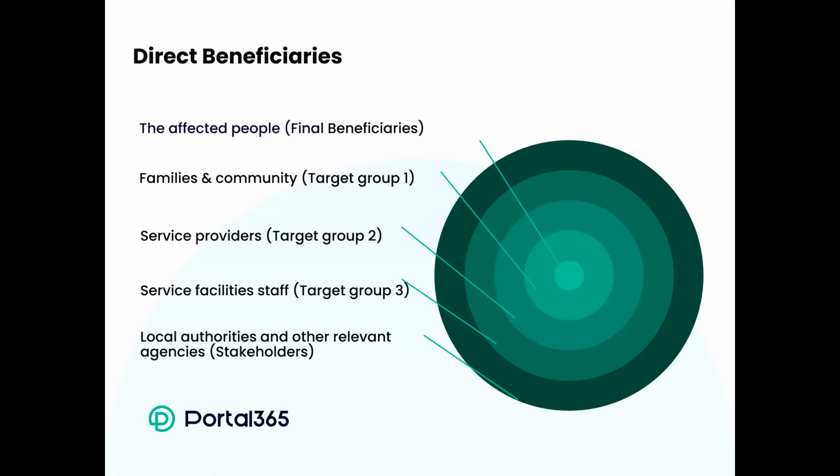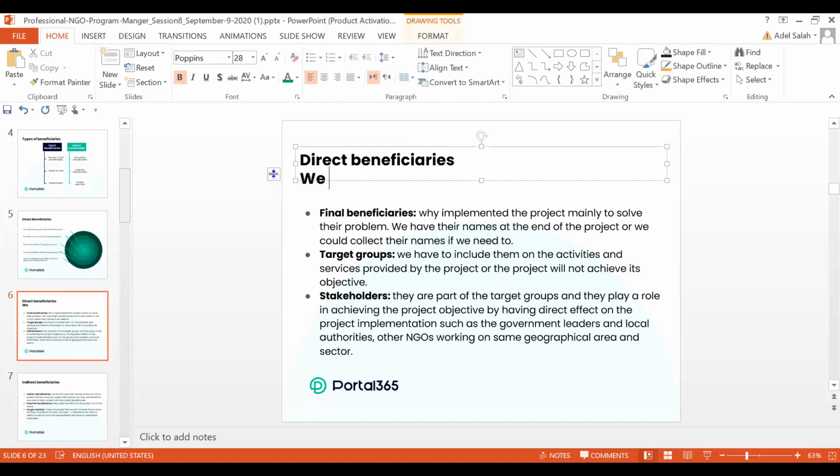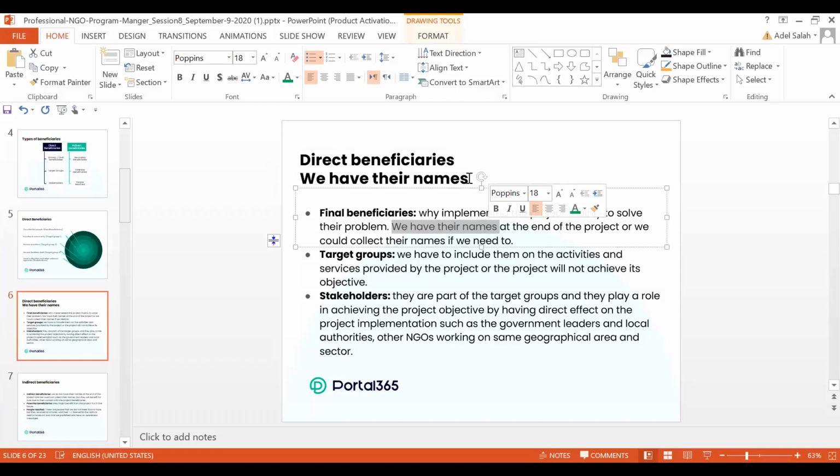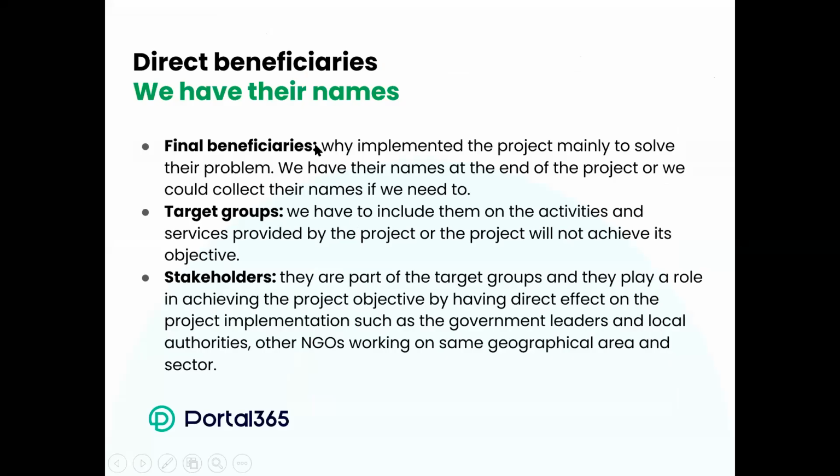In order to dig into this, we need to understand that when we talk about the final beneficiaries or the direct beneficiaries, they are the people that we have their names. So maybe I could even add something here, that we have their names. I already mentioned it here, but in order to make it very clear, the direct beneficiaries are the group that we could have their names. So if the donor asked us to provide the names of the final beneficiaries or target groups or stakeholders who attended the workshops, who attended trainings, who received tools, who received services and maybe assistance with their food, water, sanitation, whatever, then we could have their lists of names.